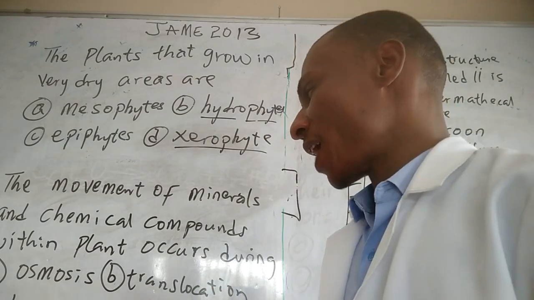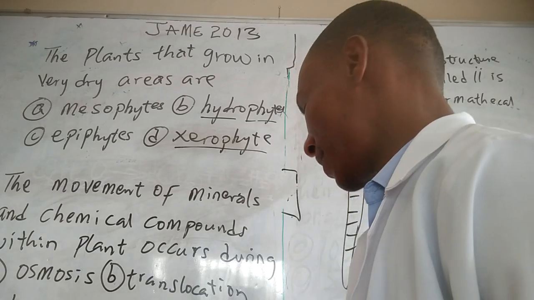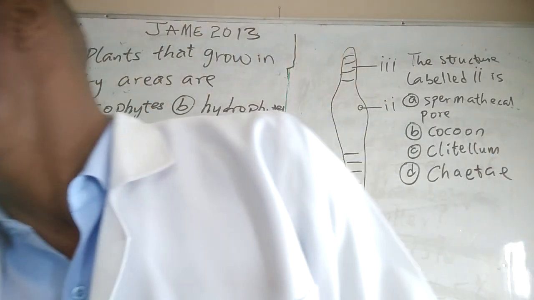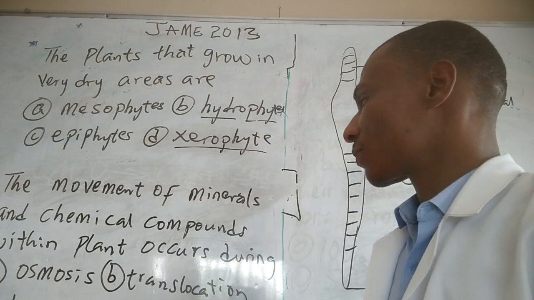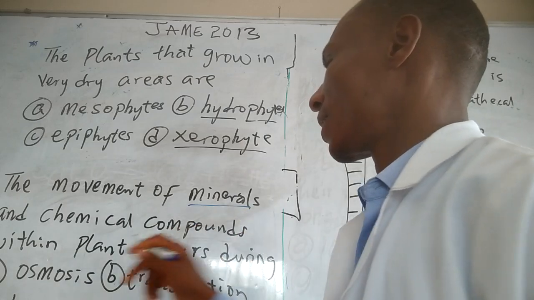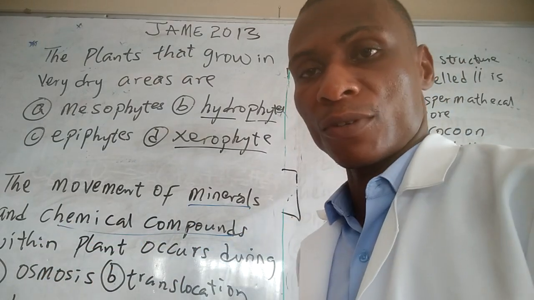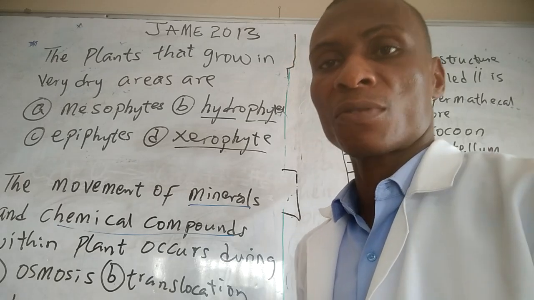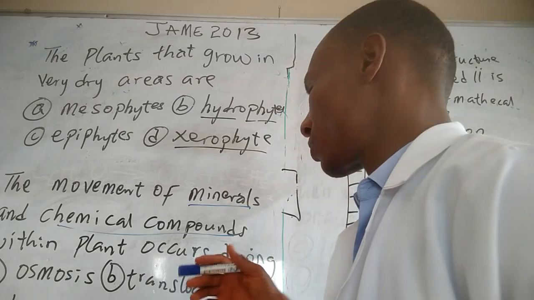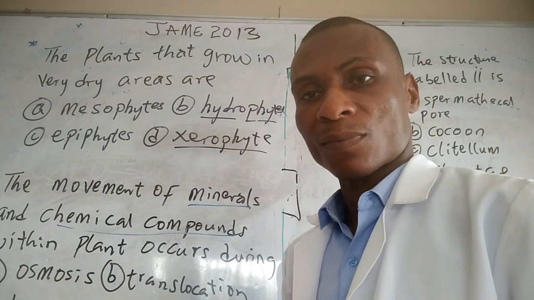The next question: the movement of minerals and chemical compounds within plants occurs during which process? You see, we have here osmosis, translocation, transpiration, diffusion. The basic question here is the movement of minerals and chemical compounds. These chemical compounds can be food nutrients, manufactured nutrients such as glucose.